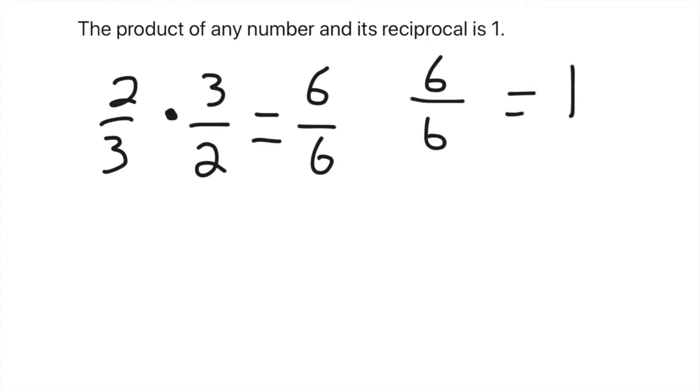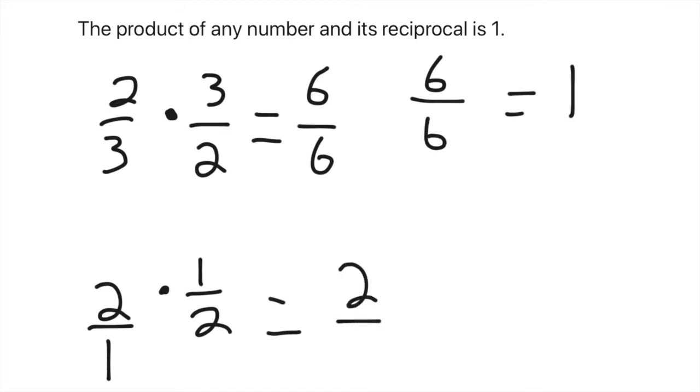So if we take a whole number and we have 2 and we multiply it by its reciprocal, which is 1/2, again, all whole numbers are over 1, so multiply those and you end up with 2 over 2, which again is just equal to 1.